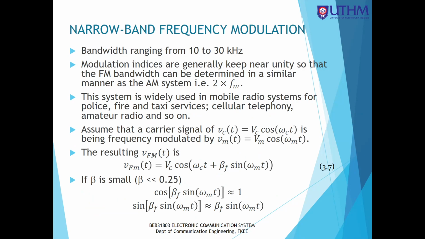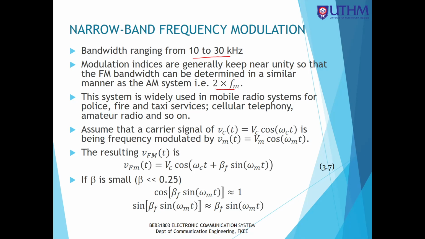So now we're going to see narrowband and wideband. First we're going to learn about the narrowband FM. Narrowband means small bandwidth. How small is it? Normally it ranges from 10 to 30 kilohertz. The modulation index is kept near unity so that the FM bandwidth can be determined in a similar manner as the AM system, which is 2 times fm.